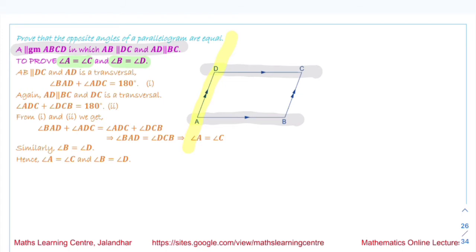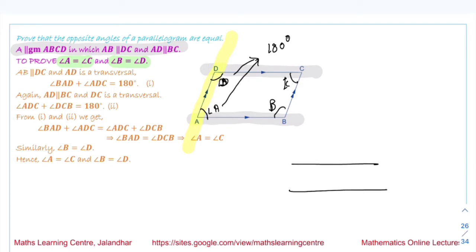Now for this transversal, suppose this angle is angle 1, this is angle 2, or you can write it as A, this is angle B, D, this is angle C. For this transversal, the sum of these two angles will be 180 degrees because they are alternate interior angles. These are two parallel lines with a transversal, this angle is angle A and this angle is angle D, and we know that the sum of these two angles is 180 degrees.